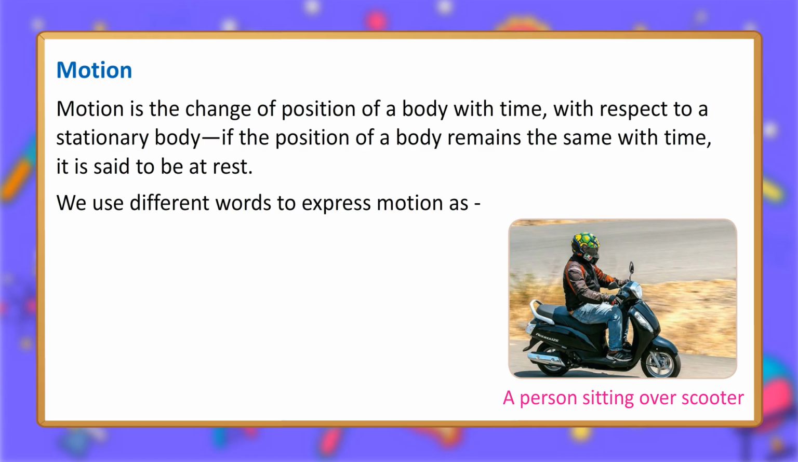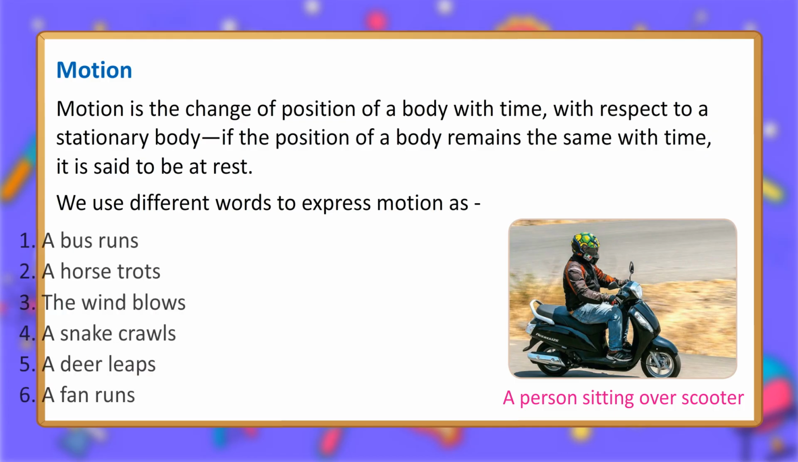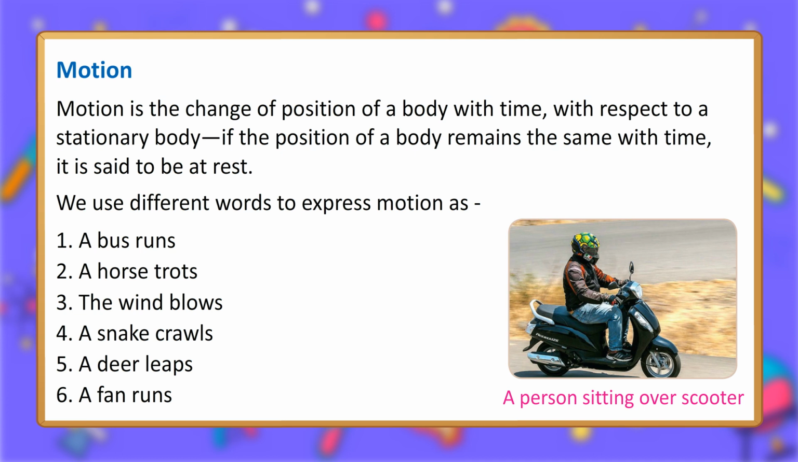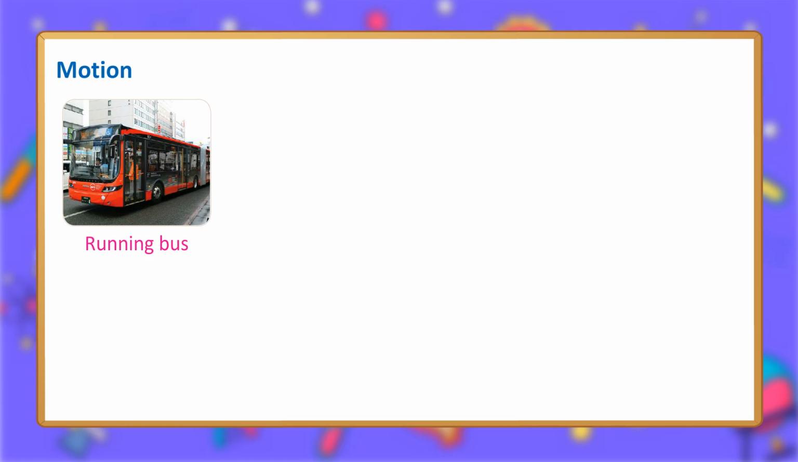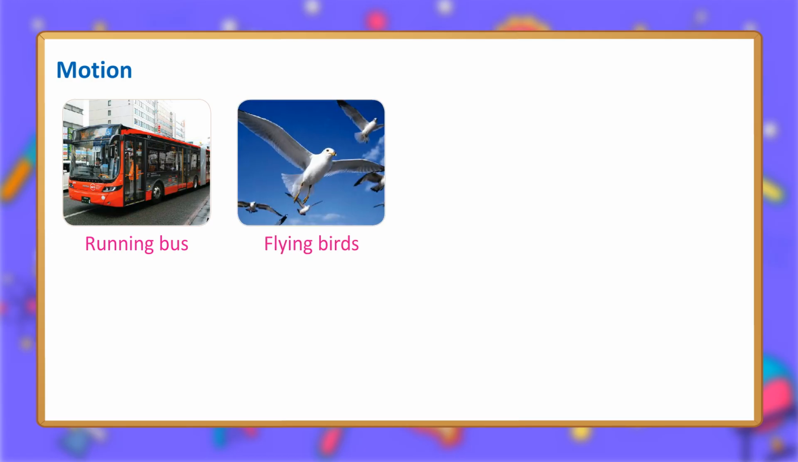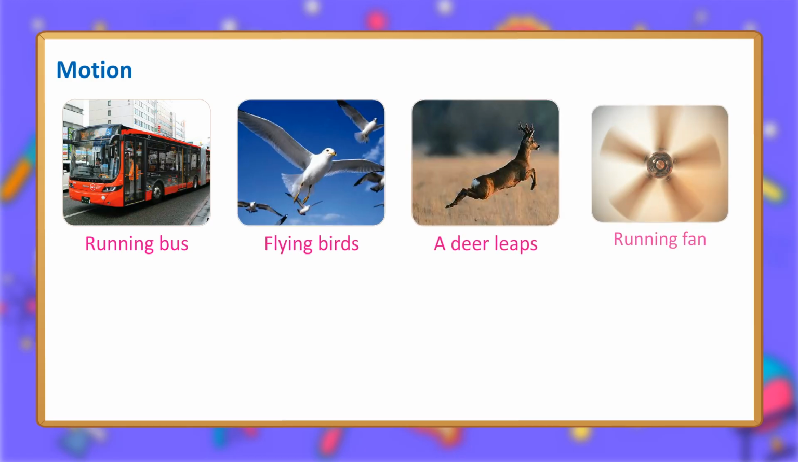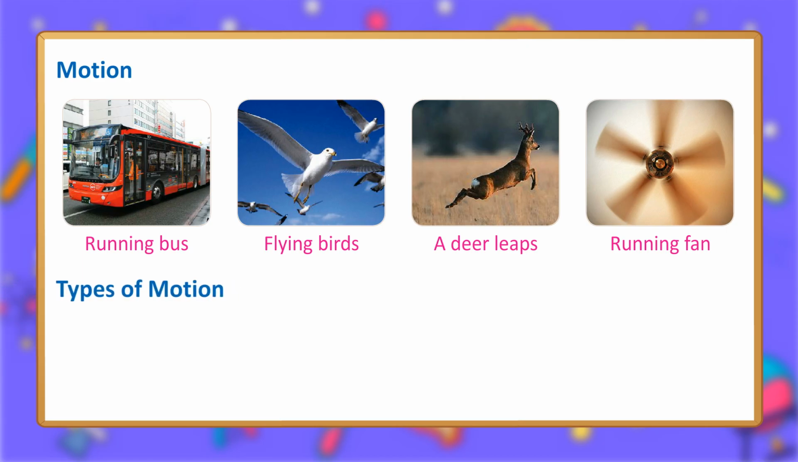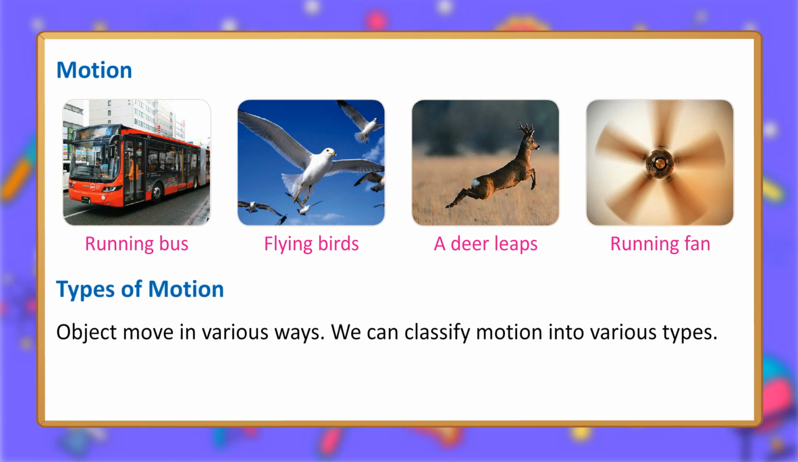We use different words to express motion. 1. A bus runs. 2. A horse trots. 3. The wind blows. 4. A snake crawls. 5. A deer leaps. 6. A fan runs. Running bus. Flying birds. Running fan.